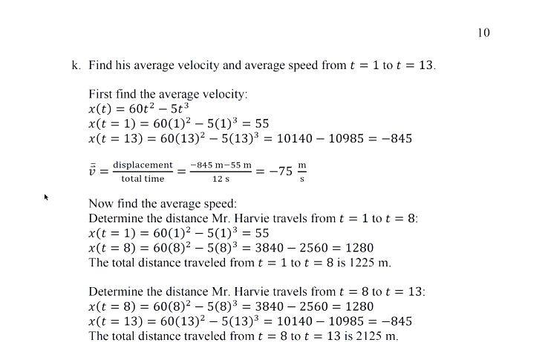Part K, find his average velocity and average speed from t equals 1 to t equals 13. So you could see what I did here to find his average velocity. It's the change in displacement. So it's going to be minus 845 minus 55 in the numerator. And it's going to be 13 minus 1 in the denominator.